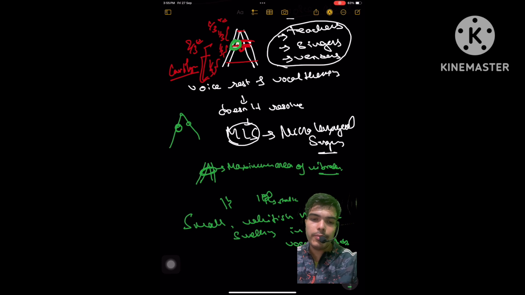And polyp also, I've told you about the location of the polyp, and what you need to understand about polyps is that they are unilateral and they are pedunculated. Polyps are unilateral and pedunculated. And the definitive management of polyp is microlaryngeal surgery. You don't have any other option. It is microlaryngeal surgery.